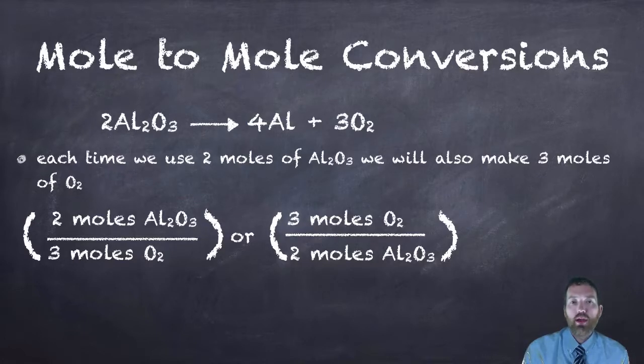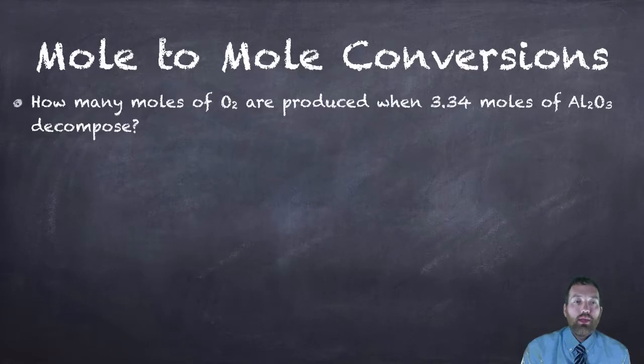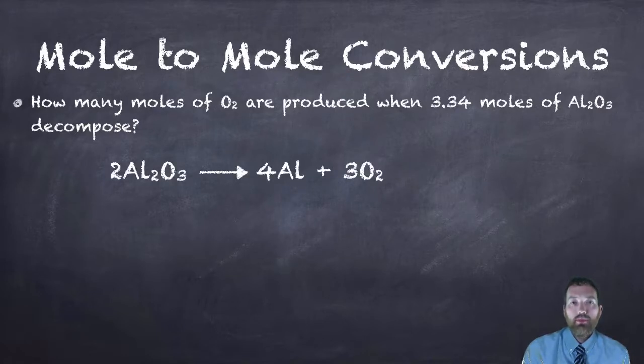It's your choice of how you arrange it correctly to convert from the thing that they're starting you with to the thing that they're asking you to solve for. Let me show you how in a specific question here. So if they asked you how many moles of oxygen are produced when 3.4 moles of aluminum oxide decompose, they have to give you the balanced chemical equation like this, so they have to give you a way to get to this part. But we're going to use the number that they started us with.